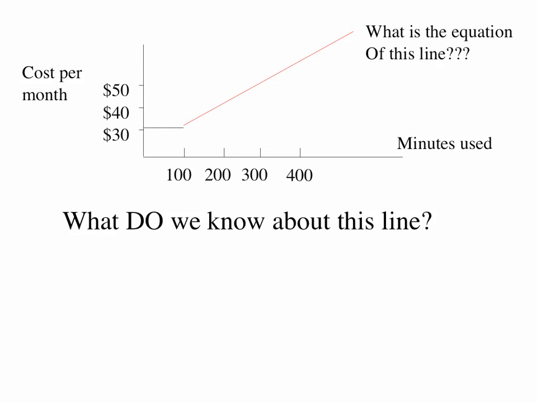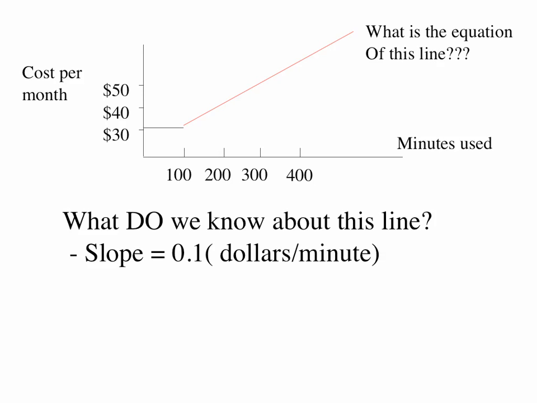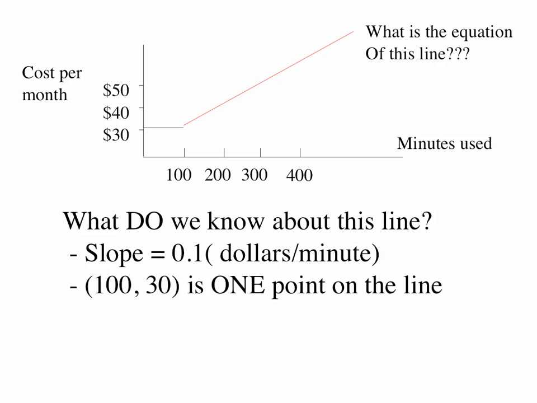So let's go back to the question that started out this lesson. What is the equation of this red line that represents the cost of a cell phone plan? Again, let's remind ourselves of what we do know here. We know that the slope of this line is 0.10, that's 10 cents or 1/10 of a dollar per minute. And we know that the point 100, 30 is one point on this line. When you talk for exactly 100 minutes, your cost is $30.